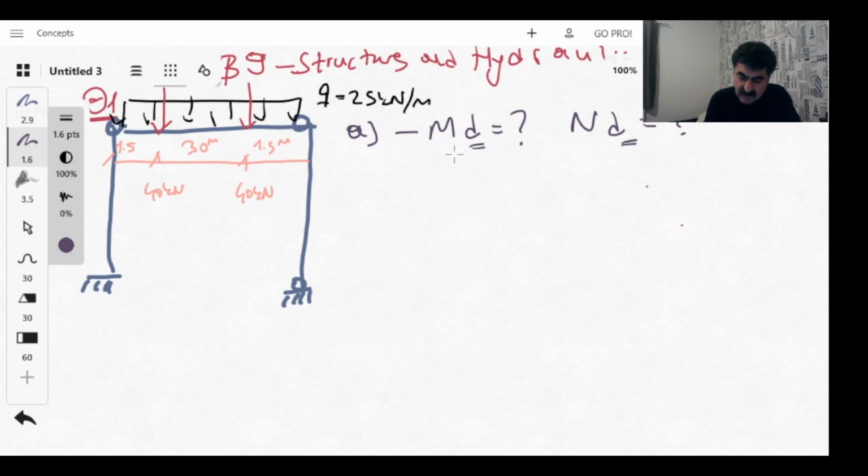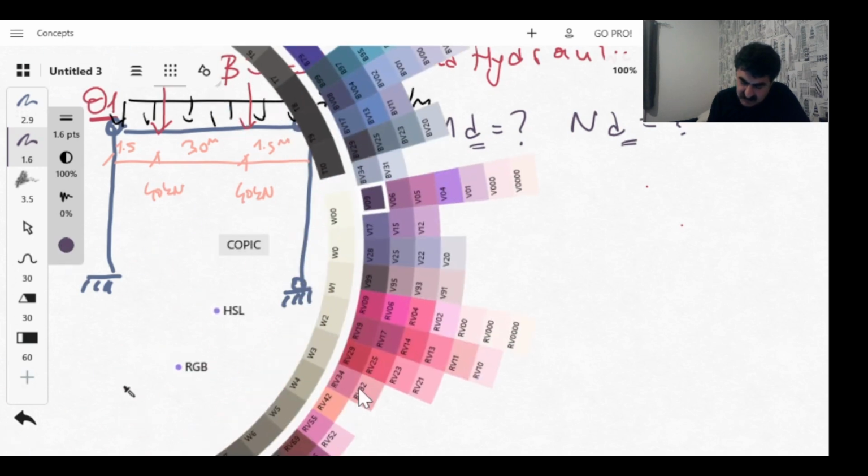Okay, so this is design. Since it is design, we need to use load factors as well. So that's why first I'm going to start calculating the loads with load factors. Initially, let me just remind you the load factors from Eurocodes. Let me write down once more.